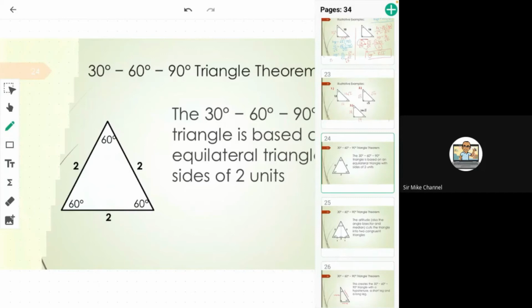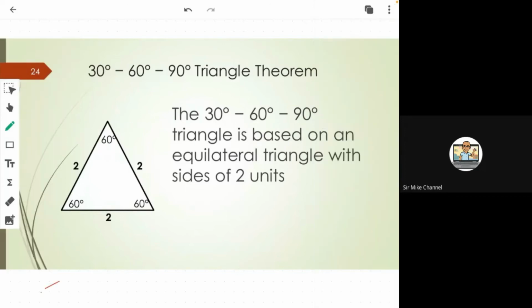The 30, 60, 90 triangle theorem. Okay, so the 30, 60, 90 triangle is based on the equilateral. Pag sinabi natin equilateral, ano ibig sabihin nun? All sides are equal. Okay, with the sides of 2. Tapos, pwede rin siyang maging equiangular. Kasi pag sinabing equiangular, all angles are congruent or equal.